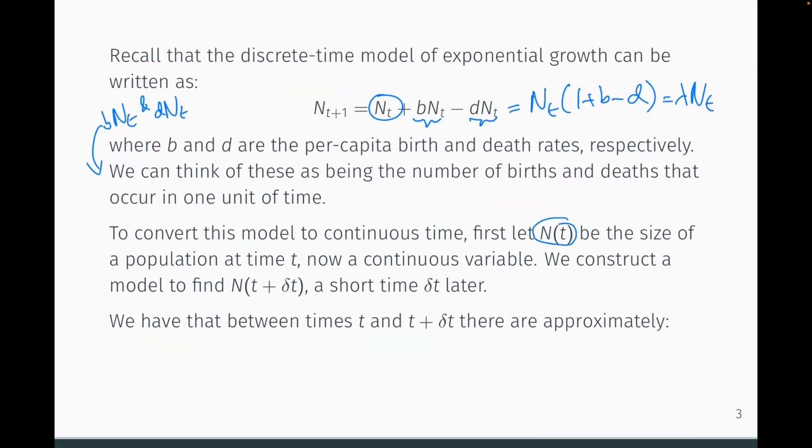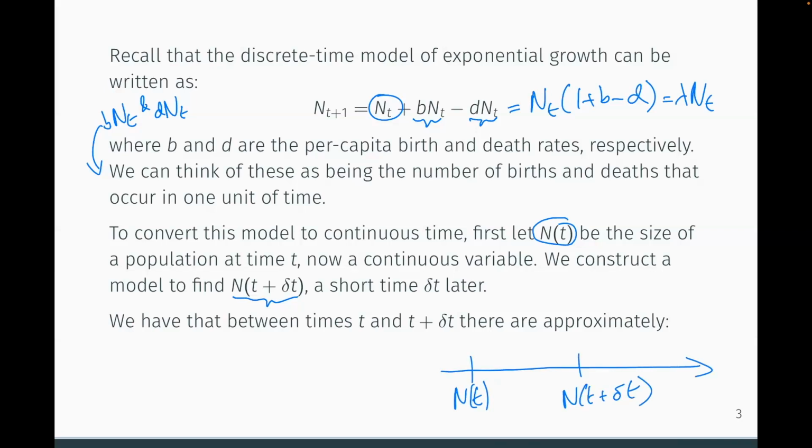And what we want to do now is think about what is the population size at time N(t plus delta t), where delta t is some small time step in the future. Okay, so if we think about time running along a line, we have our population at time t, and then we have a population at time t plus delta t. So we can start off by thinking about this as our discrete time model.